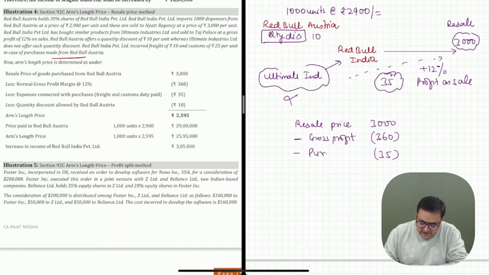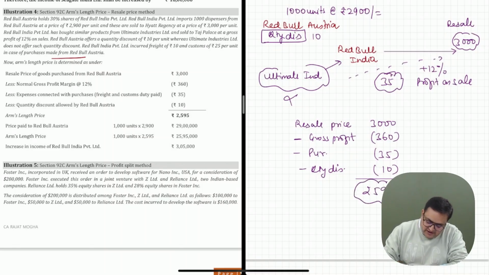And now there is a functional difference also, the quantity discount. So here there is no quantity discount and here there is a quantity discount. So when you have subtracted 35 up till here, you have to adjust for the quantity discount also, so subtract the quantity discount. How much is it? 10 rupees. So you will get 3,000 minus 360 minus 35 minus 10. So you will get 2,595. So your purchase price should be 2,595.